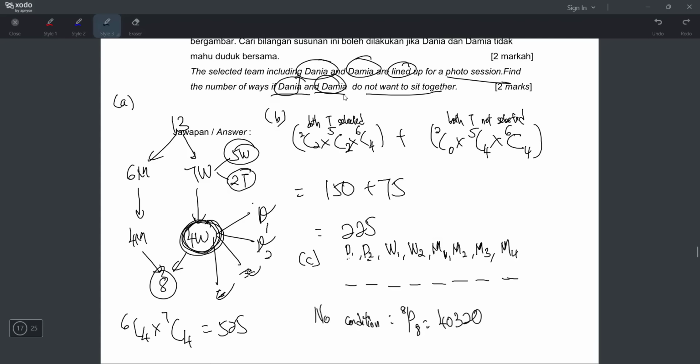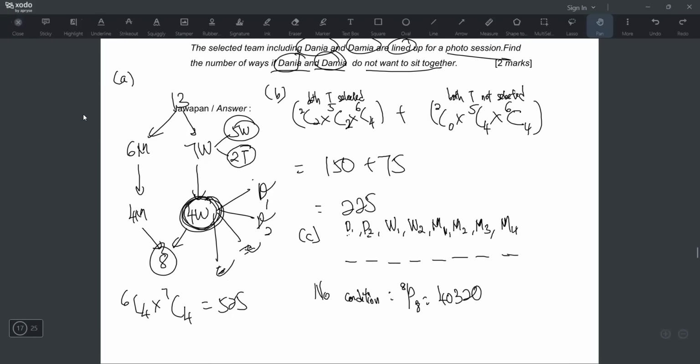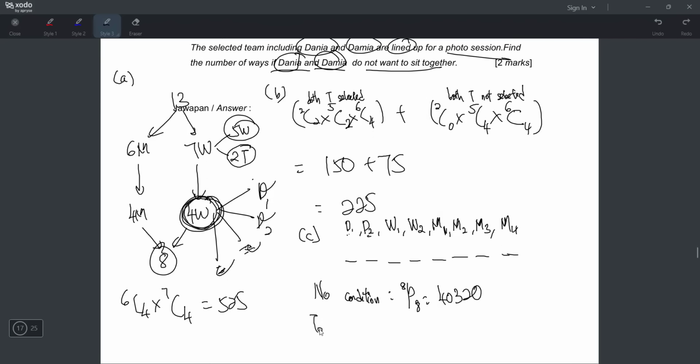You buat yang Dania together, lepas tu ambil total tolak. It will be much more easy if you do it like that. Okay? Because when we learn this chapter, we always learn about how to group things up together, right? So it will be easier. Dia akan jadi lebih senang kalau you buat Dania together and then ambil jumlah tolak. Alright, so let's find out yang together.